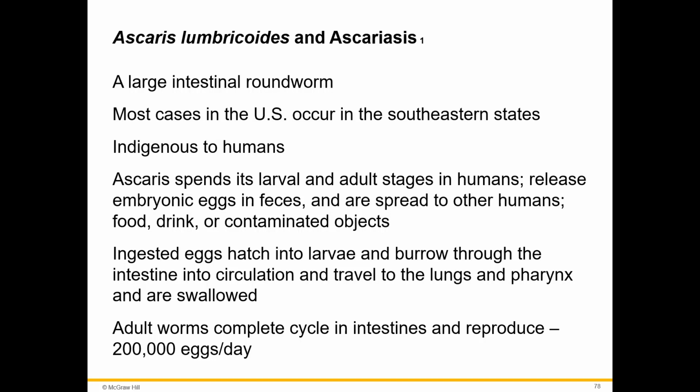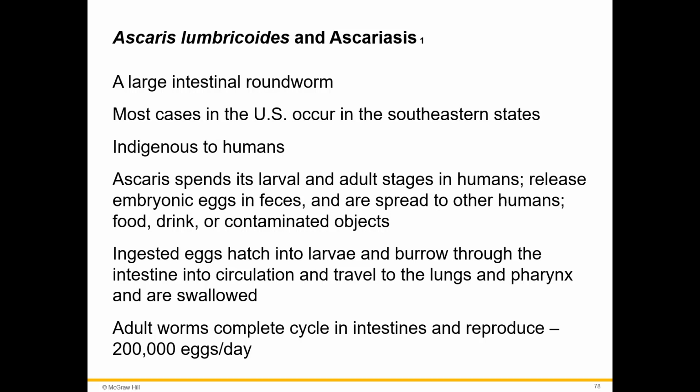So Ascaris lumbricoides causes ascariasis, and it's a large intestinal roundworm. In the U.S., they occur in southeastern states typically. These guys are indigenous to humans, and they'll spend their entire stages within humans, so we've got their larval and adult stages. The only time they're not is when they release their eggs in the feces, and you spread them to other humans through food or drink.